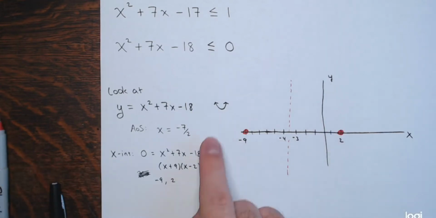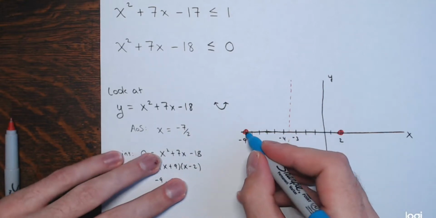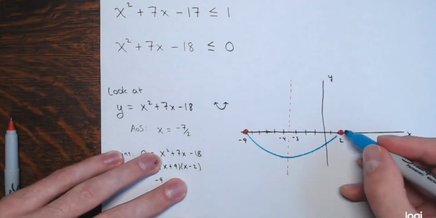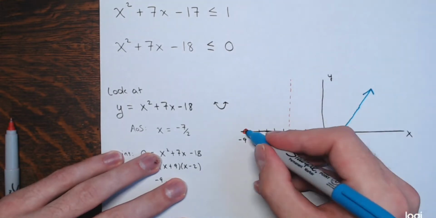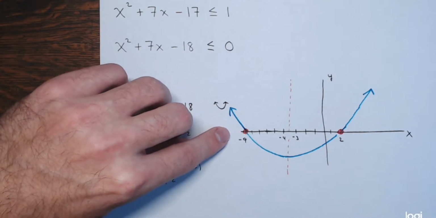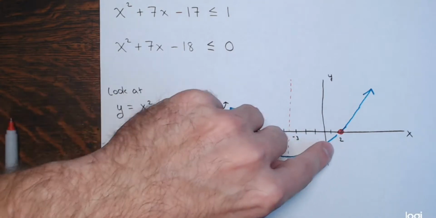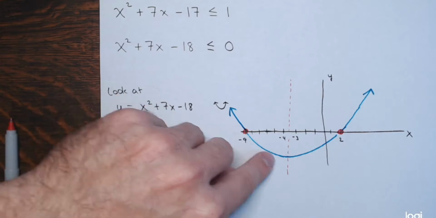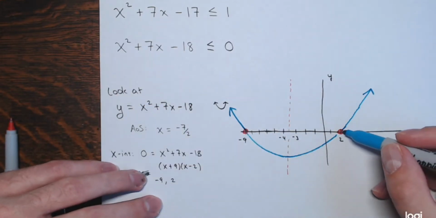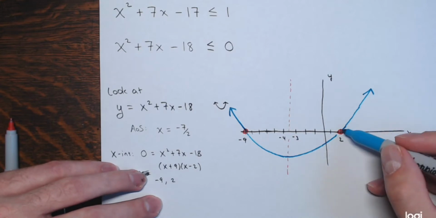And as I said earlier, it opens up. So the parabola is going to look something like this, with the vertex being on this axis of symmetry. So the graph is above the x-axis to the left of negative 9. It's below the x-axis, negative y values between negative 9 and positive 2 for x. And then to the right of 2 on the x-axis we get positive values for y.